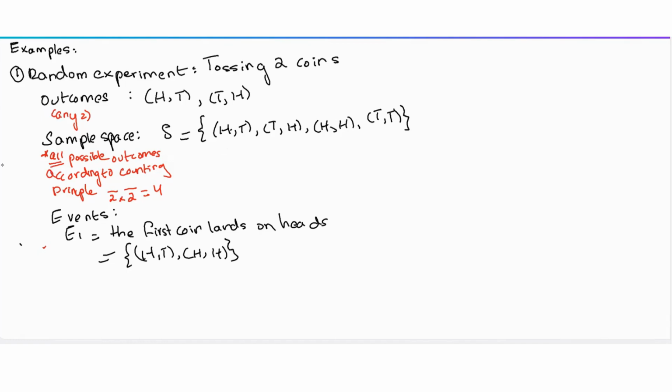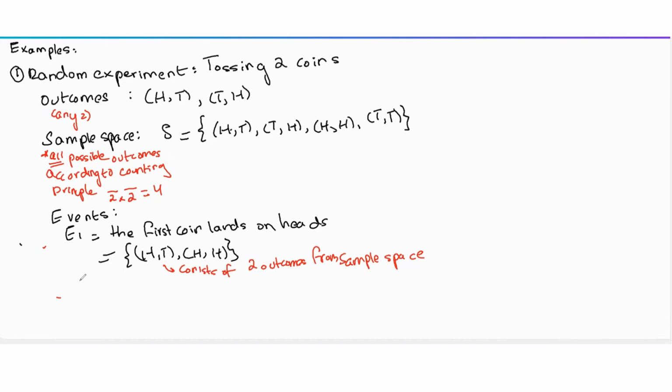This is the first event, where the first coin lands on head. So it consists of 2 outcomes from the sample space, because remember, it's a subset of the sample space, so all of its elements are contained within the sample space. So this is one event.